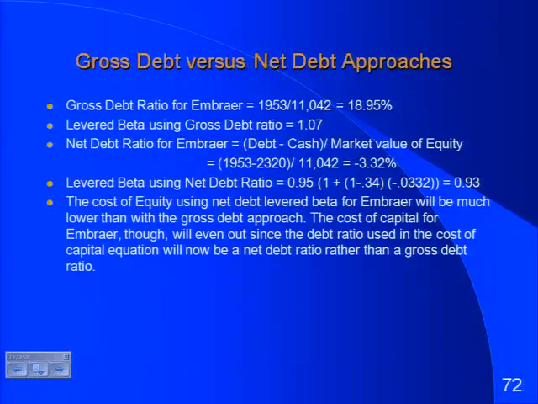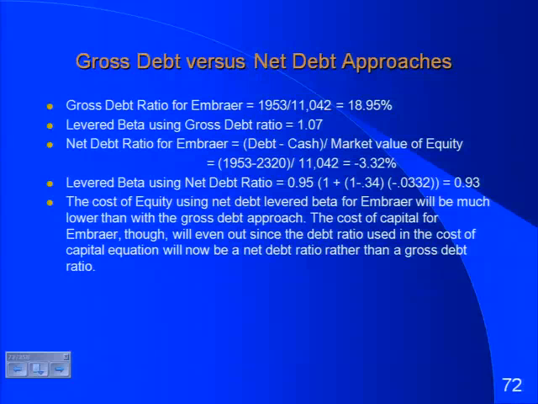Gross debt, net debt. Those of you who worked in Europe or Latin America, you know the convention there is that when people talk about debt ratios, they talk about net debt ratios. What's net debt? They take total debt and subtract out cash. So if you have $2 billion in debt and $1 billion in cash, they will take the 2 minus 1 and report a net debt of $1 billion. Will it make a difference? At first sight, it looks like it makes a huge difference.